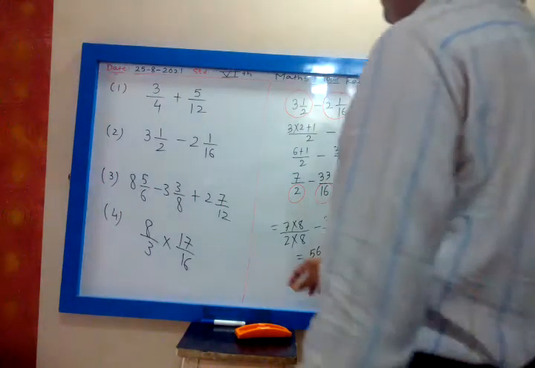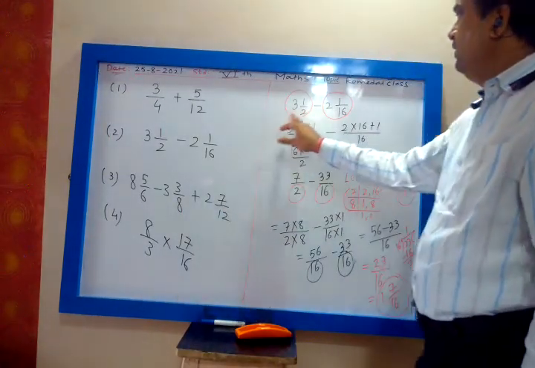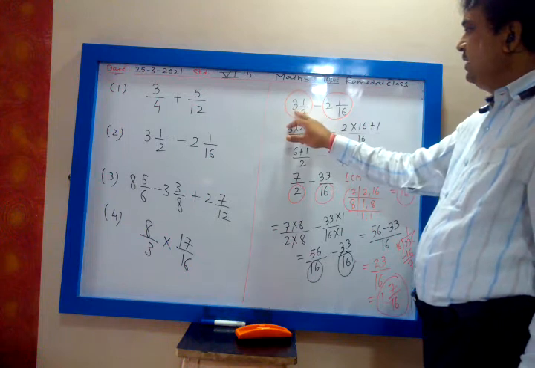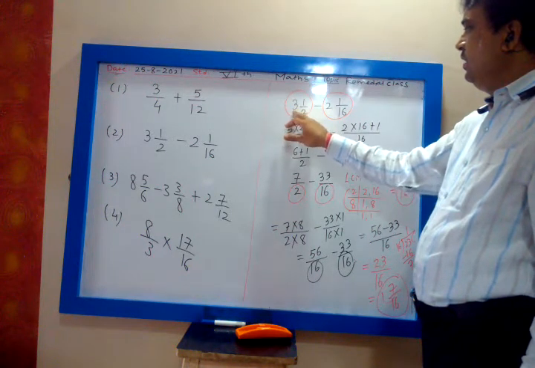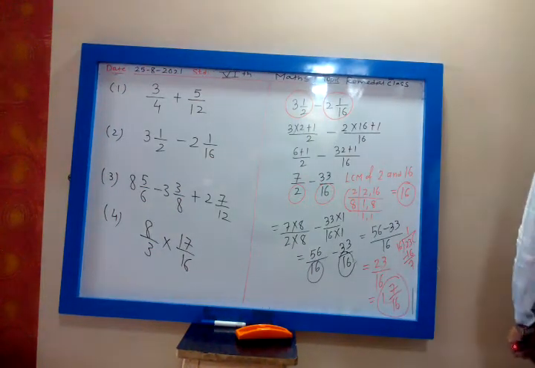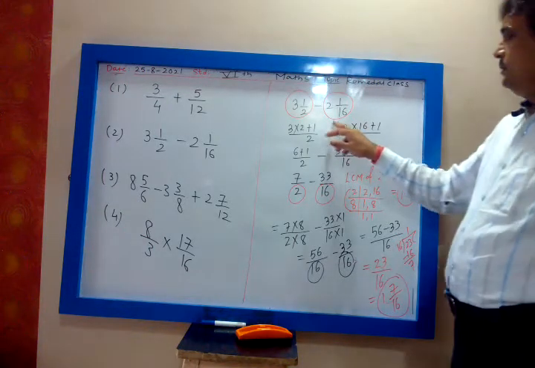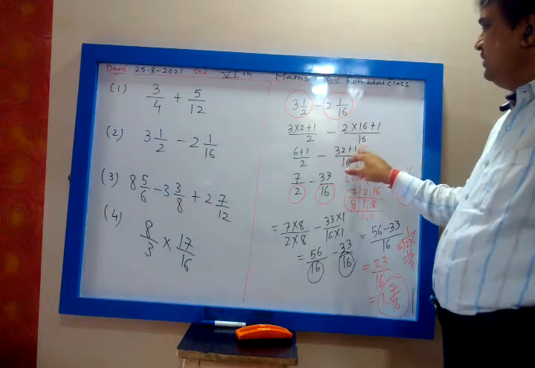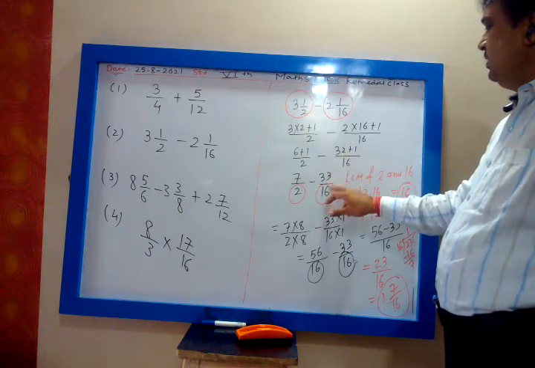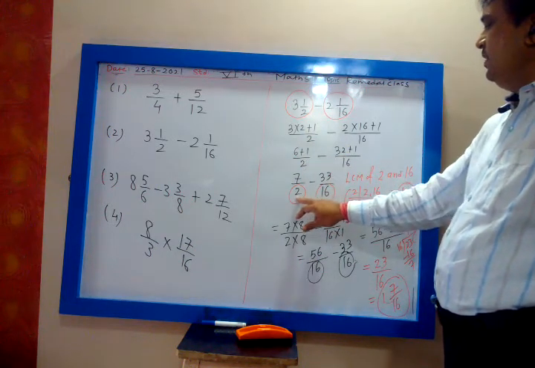How have we done this? 3 and 1 by 2 minus 2 and 1 by 16. These are mixed fractions. So 3 into 2 plus 1 by 2, minus 2 into 16 plus 1 by 16. 3 2s are 6 plus 1, 7 by 2, minus 33 by 16.